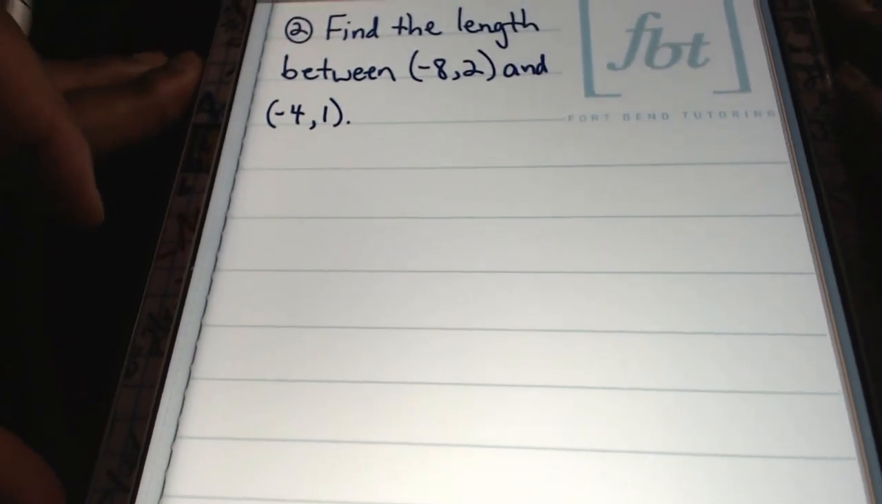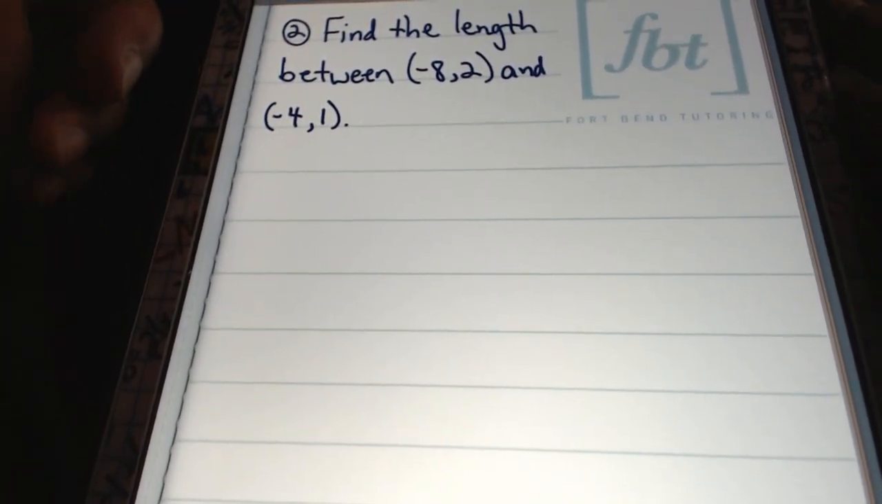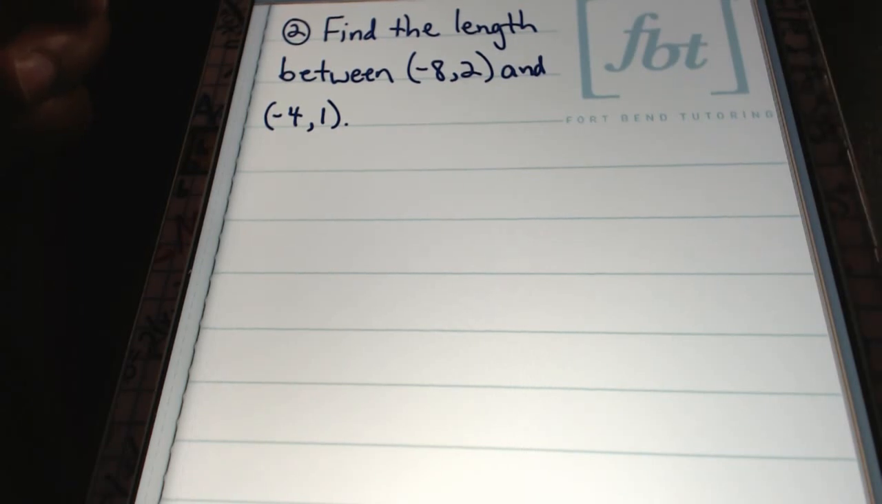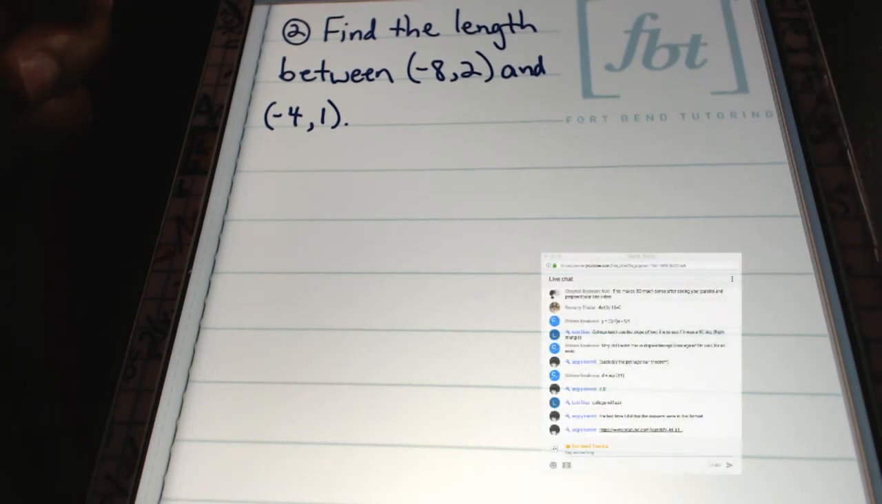Here we have problem number 2, guys. Thanks a lot, Angry Hermit. Angry Hermit has the link, guys, for simplifying square roots. There it is.